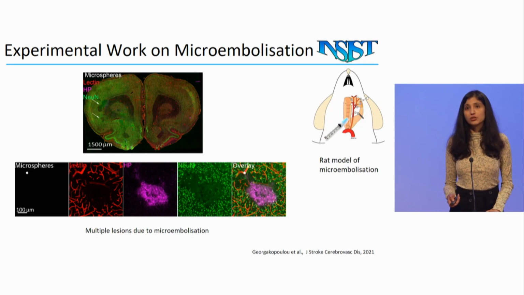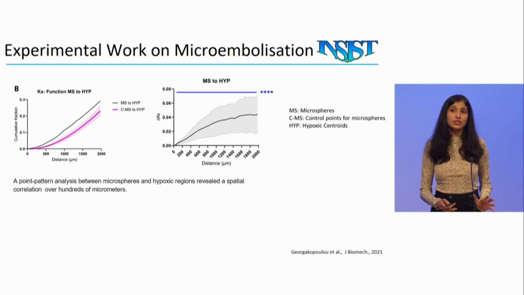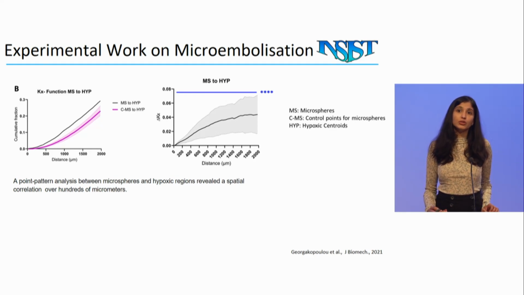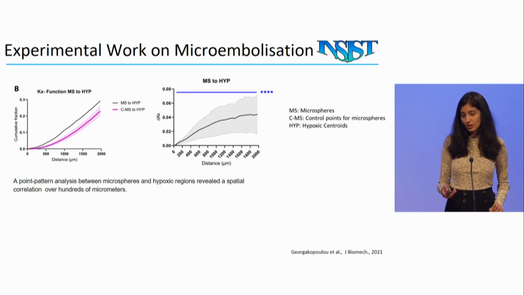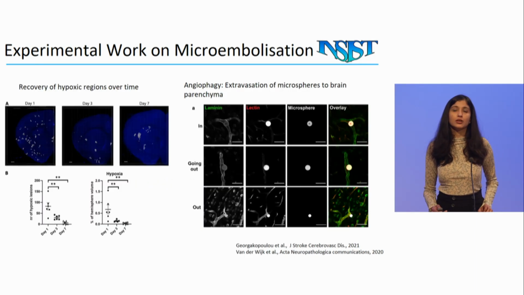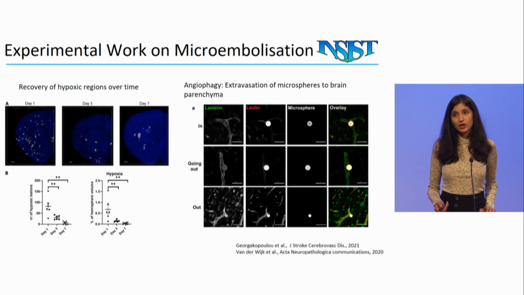What we were then interested to see is how these hypoxia and infarction are related to the location of the microspheres. And we found a correlation between the location of the microsphere and the hypoxic regions in the order of 1500 micrometers. Furthermore, we studied how the hypoxic and the infarcted regions grow, and found that with time, the microspheres are extravasated from the brain parenchyma.